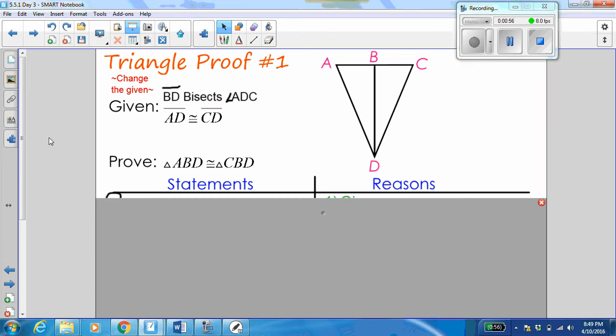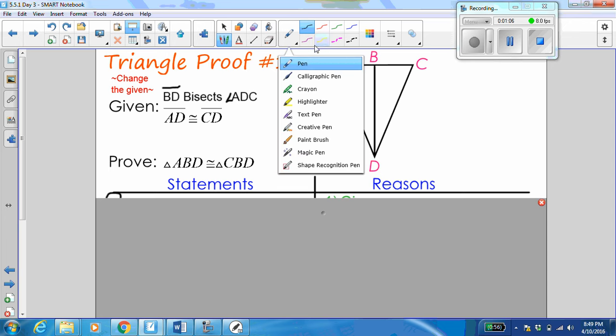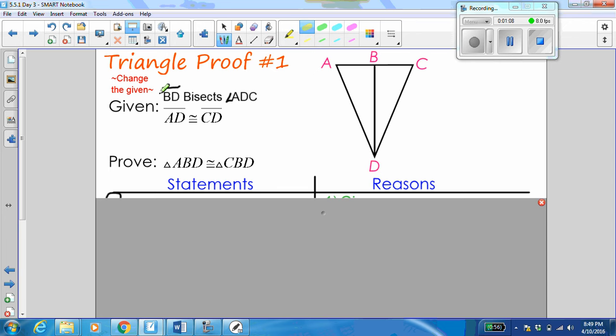Take a look at example 1. First of all, we have a typo in our notes. Sorry. What I want you to do is change the given information, this right here. Go ahead, change it to line segment BD bisects angle ADC.